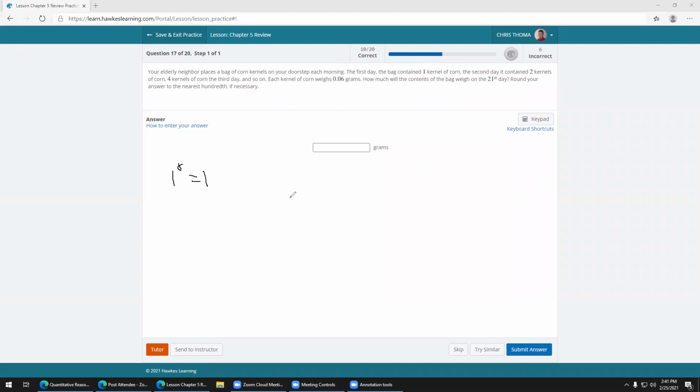The second day contained 2 kernels, so it looks like the base is 2, because 2 to the 0 power is 1 kernel, and 2 to the first power is 2 kernels. 4 kernels on the third day, so 2 squared is 4. There's our pattern, just like that one problem in the first homework way back when we started. So this is day 1, day 2, day 3. You can see our exponent is 1 less than the day we're on. So it should be 2 to the 20th power, right?